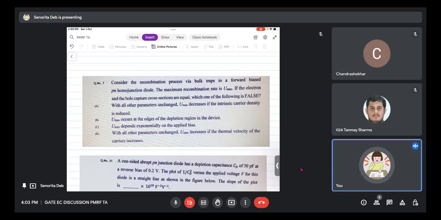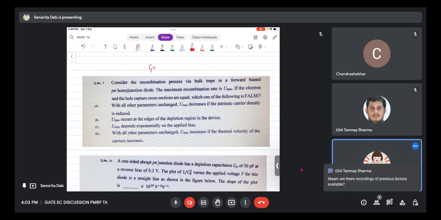Last class, one of the students, Chandrasekhar, asked doubts. So these two questions are from GATE 2020 and GATE 2022, I think. Yes, the previous lectures are also available, Tanmay, and they will be made available in a later period from the NPTEL team.